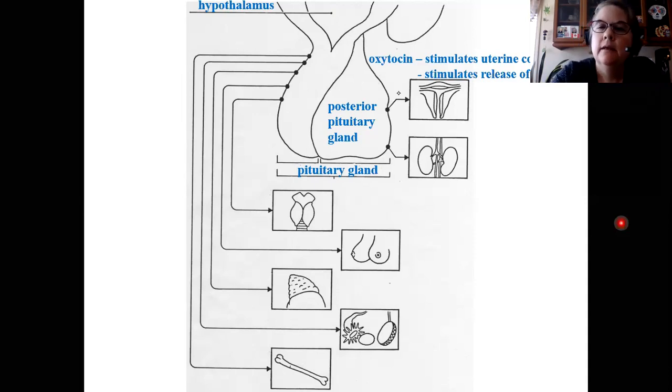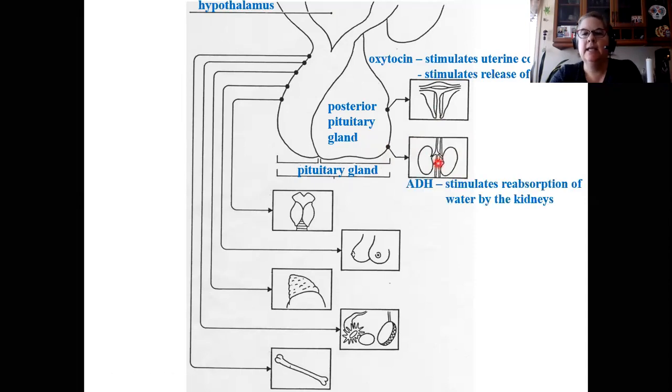Now, if I look here, what hormone is this one talking about? Just type in what hormone is targeting these structures. Right, so we're looking at ADH. ADH targets specifically the kidneys. It stimulates reabsorption of water by the kidneys, which means water is coming from the kidneys and going back into the blood.